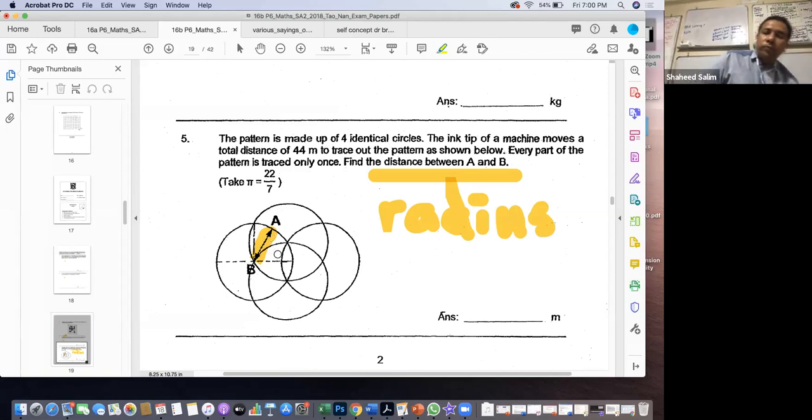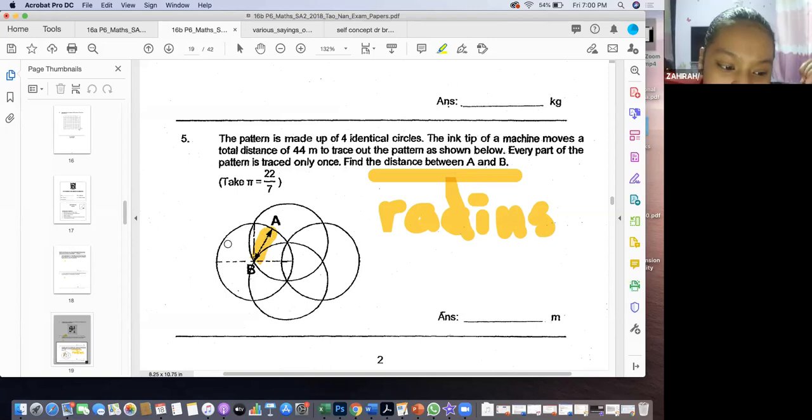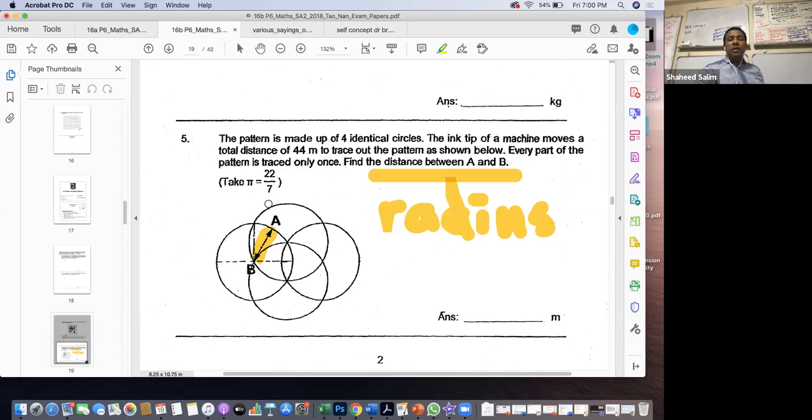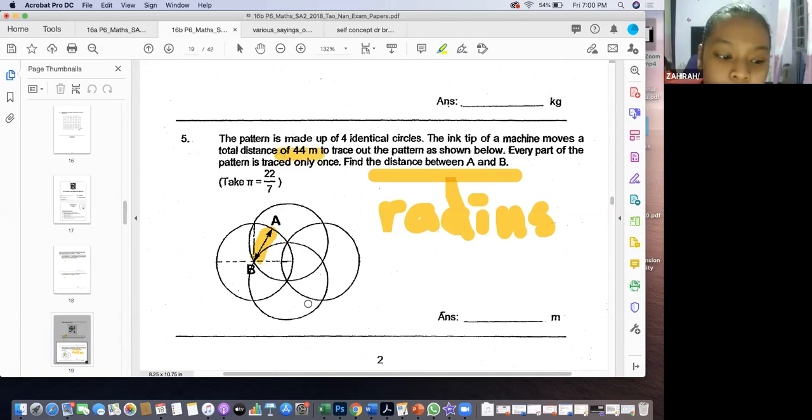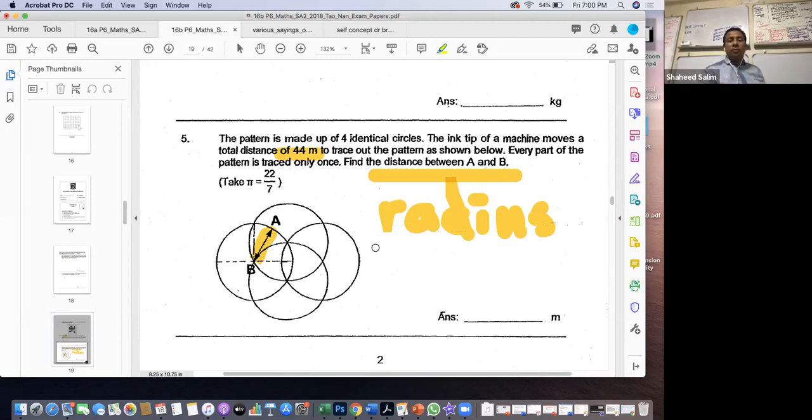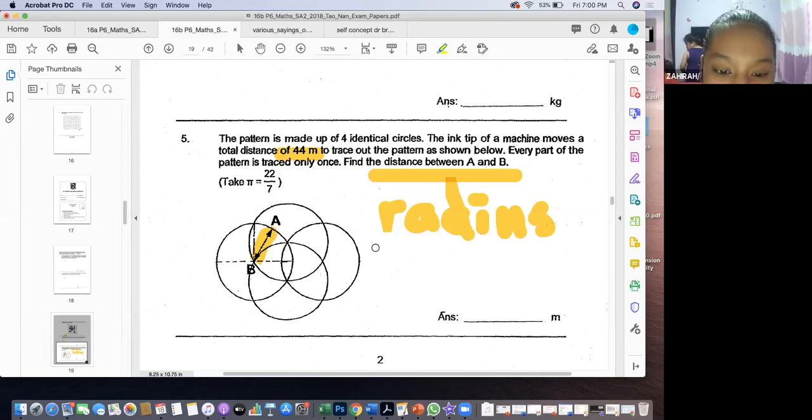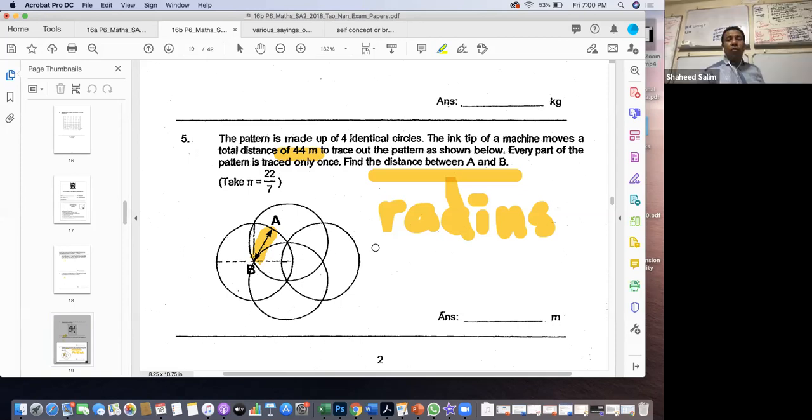Okay. You try now. You must find the diameter. Yes, you must find. How many circles is this? 4. So that means the ink traced the circumference of the 4 circles. So the total distance is 44 meters for the 4 circles. Oh, you can find the whole circumference. One circle is how many? You can find the whole thing first, so divide by 4. So 44 divided by 4?